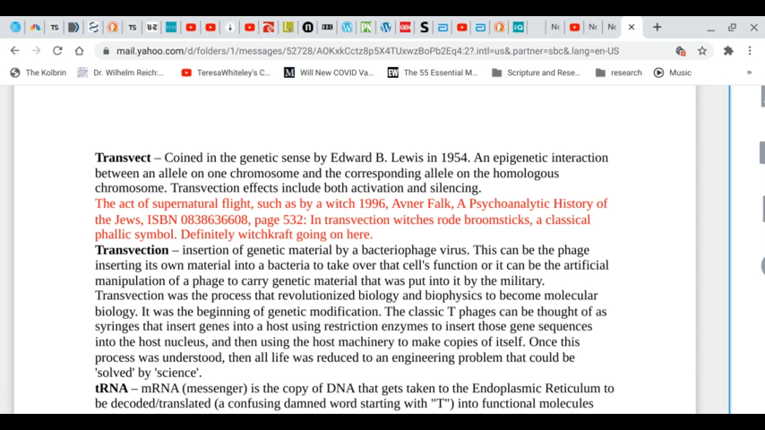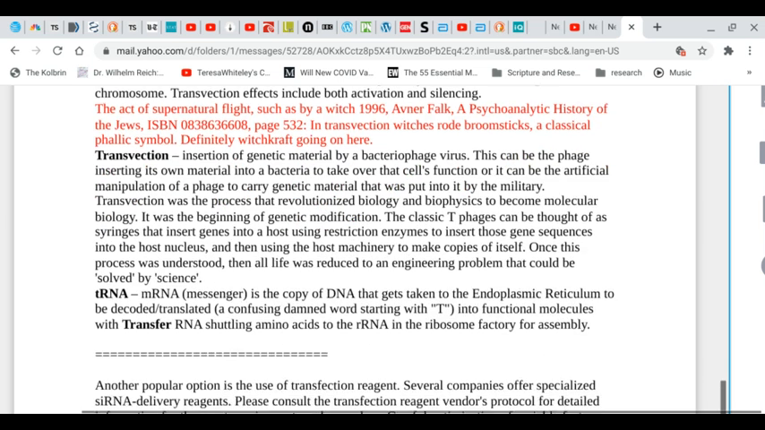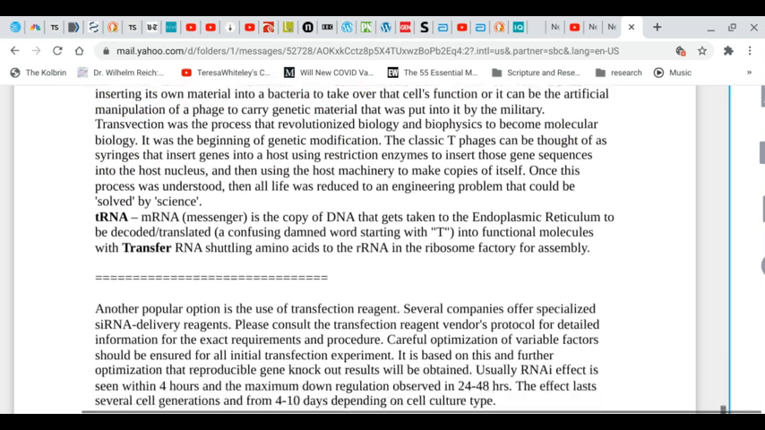Once this process was understood, then all of life was reduced to an engineering problem that could be solved by science. tRNA, or transfer RNA, messenger RNA. Messenger is the copy of DNA that gets taken to the endoplasmic reticulum to be decoded, translated, a confusing damn set of words starting with T, into functional molecules, with transfer RNA shuttling amino acids to the RNA in the ribosome factory for assembly.